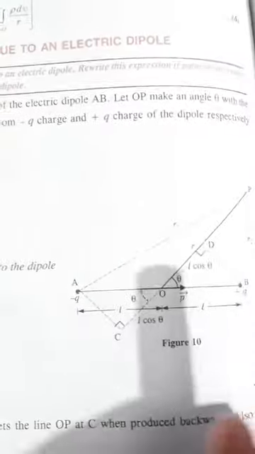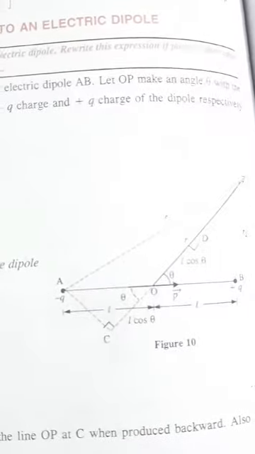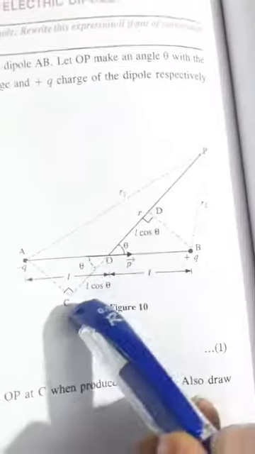Okay. Now there are some assumptions for solving this article. The first assumption is, consider the R1 distance, this R1 distance AP, is equal to CP. Consider. Okay.